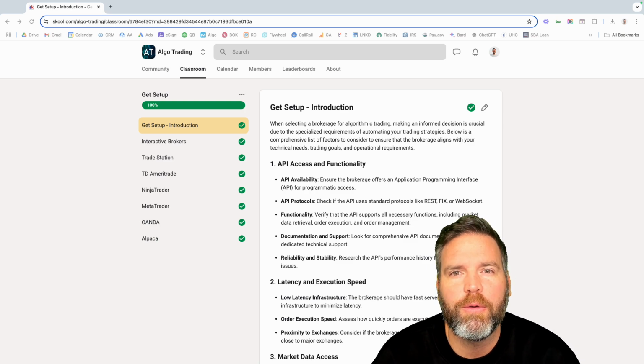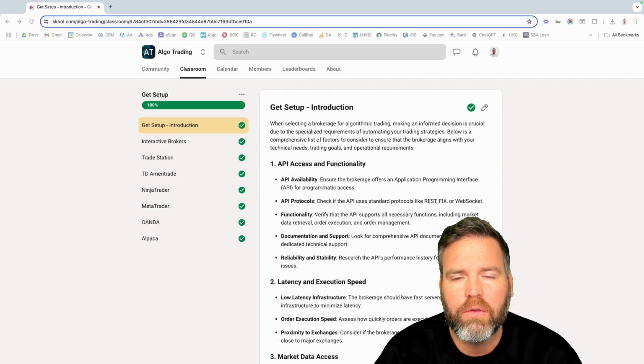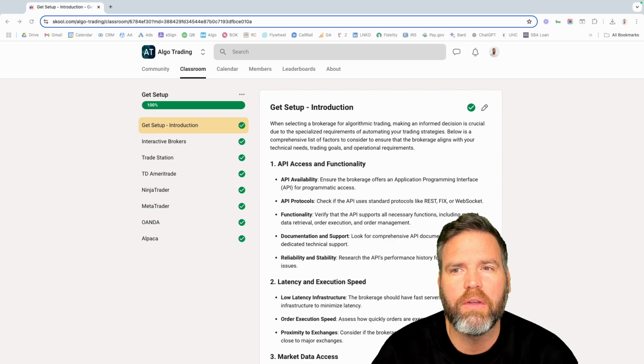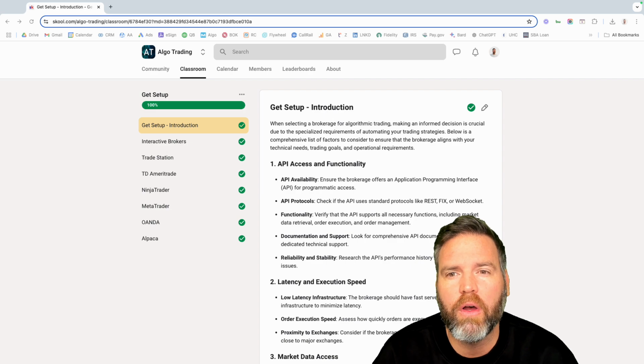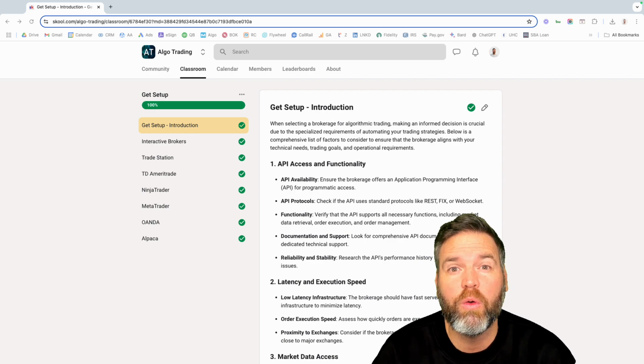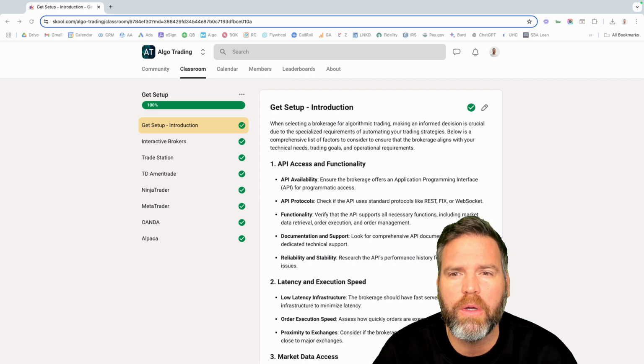Okay, welcome to the introduction for getting set up. If you want to do algo trading or algorithmic trading, you're going to need to choose a brokerage that will allow you to do that. There are several factors to consider when choosing a brokerage, so this introduction will look at about 20 of those things.